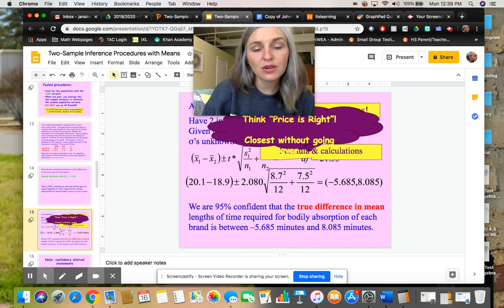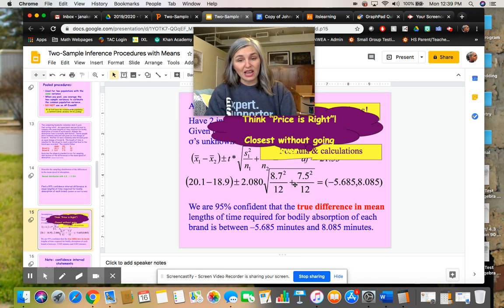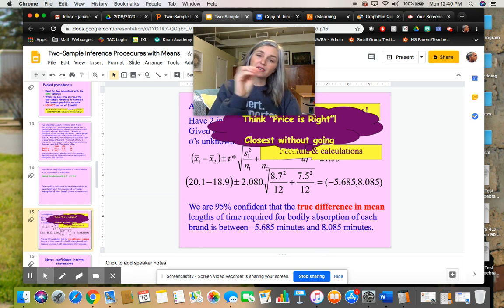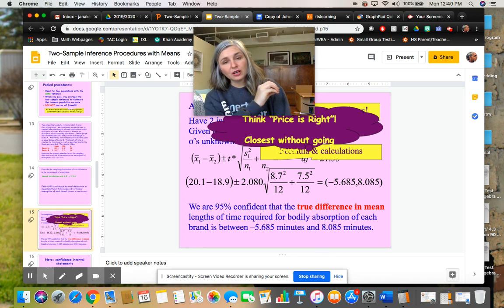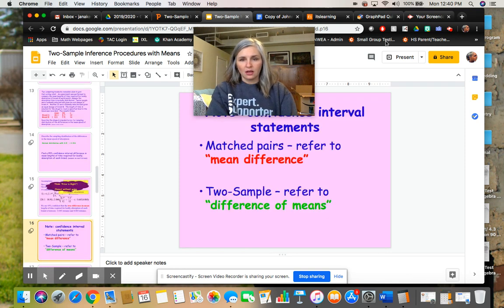The response should sound something like: we are 95% confident that the true difference in mean lengths of time required for bodily absorption of each brand is between these two values. Okay, so obviously it's not going to be negative 5.685 minutes. That doesn't make any sense, for it to absorb before you take it, but for the mean difference between the two, you could include those negatives. Okay. All right.